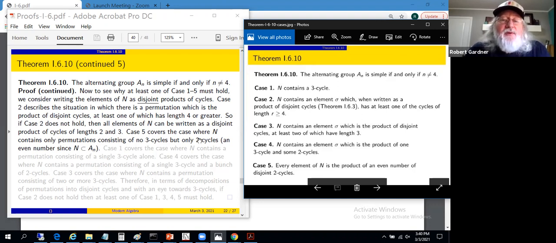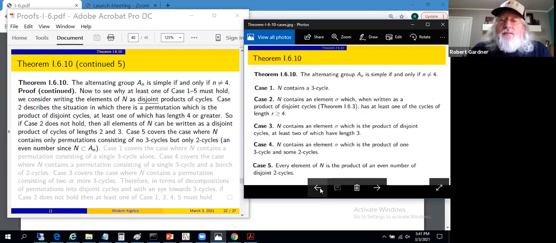Case 5 covers the case when n contains only permutations consisting of no 3 cycles and only 2 cycles. Every element of n is the product of an even number of disjoint 2 cycles. Even wasn't an extra hypothesis. Remember, this is happening inside the alternating groups, which only contain even permutations. So if it's only 2 cycles, case 5 has it covered.